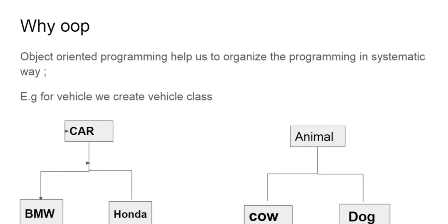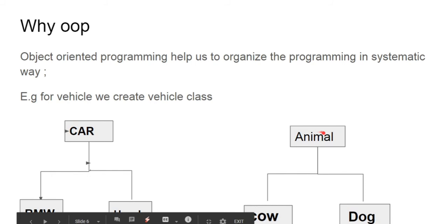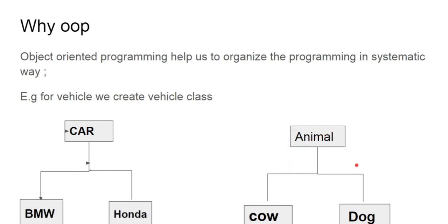Object-oriented programming helps us to organize programs in a systematic way. For example, for vehicle, we create the vehicle class, car, BMW, Honda. For animal, we have cow, dog. So we categorize things easily. We can show graphical views of our systems, and that is why we can easily develop our systems.